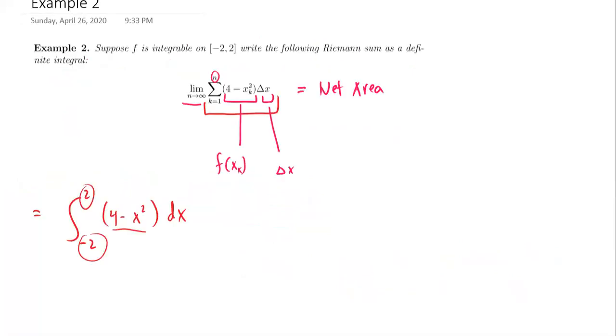The last example we did was just seeing how to rewrite net area as a sum, so going from sum to integral notation. I basically put the interval endpoints on the integral. Whatever's inside after the sum, that's your function, and then you change the change in x symbol, delta x, to dx. That was the last video.